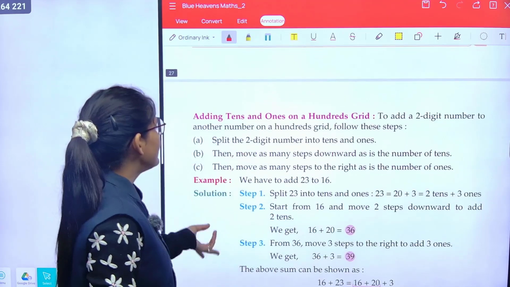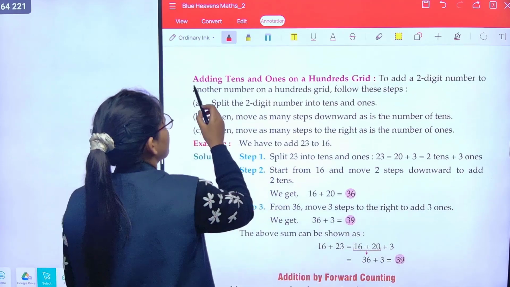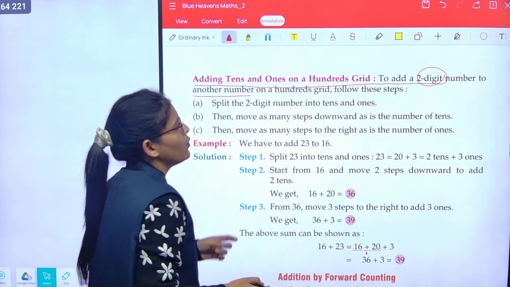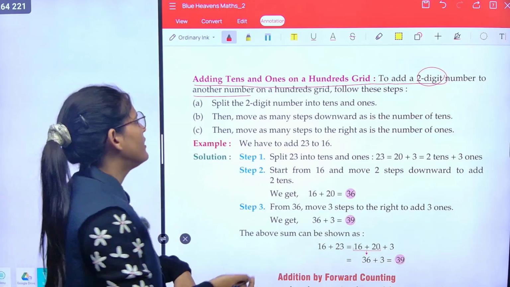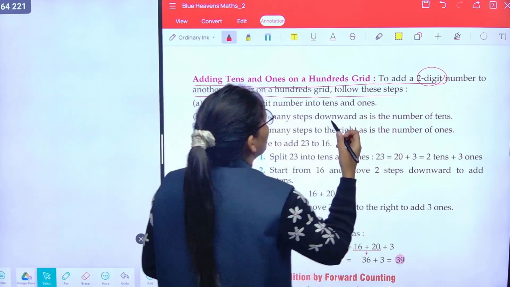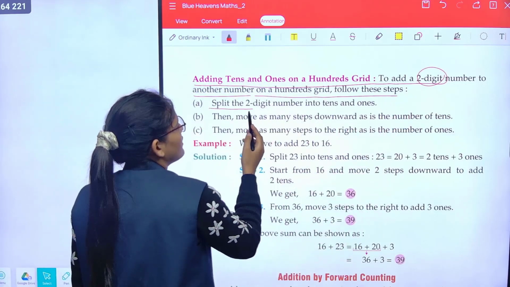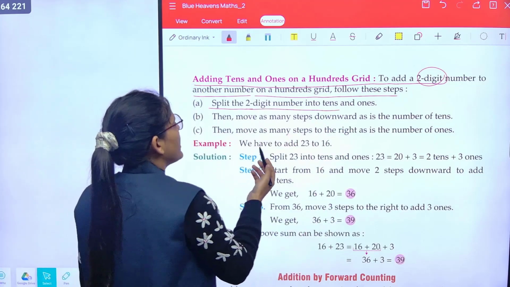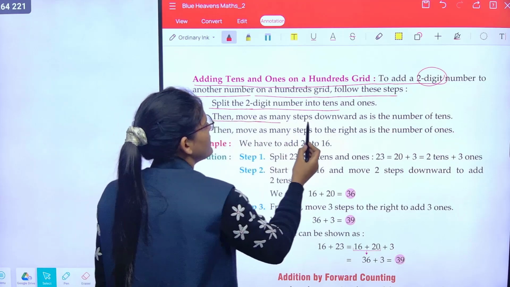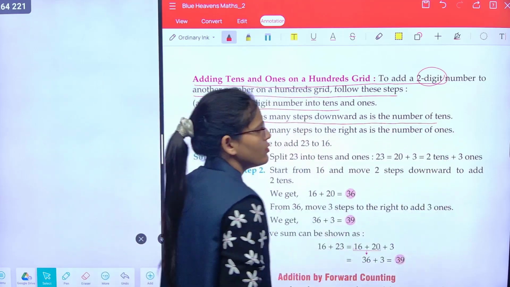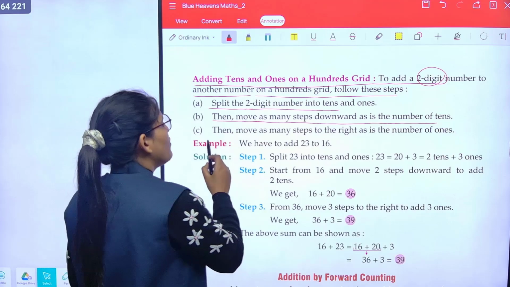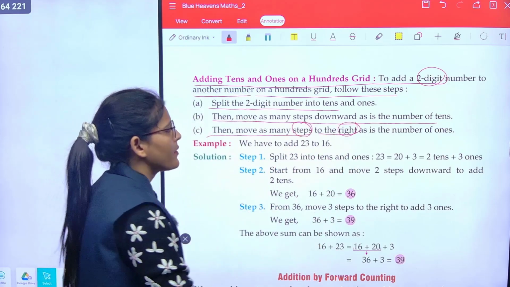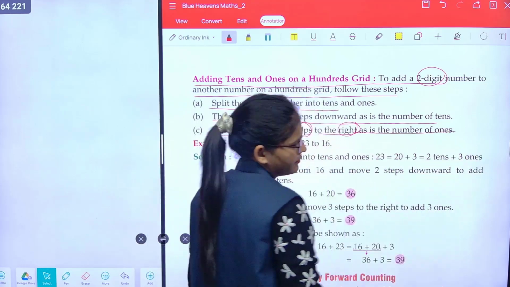Now, adding tens and ones on a 100 grid. To add a two-digit number to another number, हमें two-digit number में another number को add करना है on 100 grids. We follow these steps. Split the two-digit number into tens and ones. Then move as many steps downward as the number of tens. Then move as many steps to the right as the number of ones.